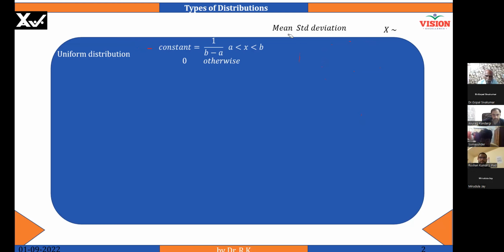For this, mean and standard deviation formula. The mean is (A plus B) by 2. Standard deviation is (B minus A) by root of 12. So this can be derived. A little amount of mathematical knowledge is required. And even otherwise, with common sense, if you spend about 1 hour with me, you'll be able to understand this, right? Okay. And it is written as: X variable is distributed uniformly between A and B.